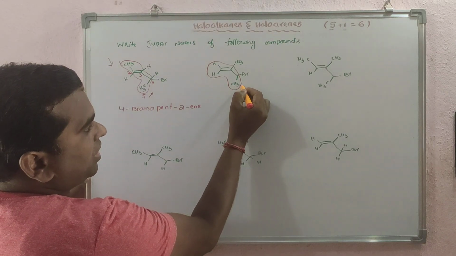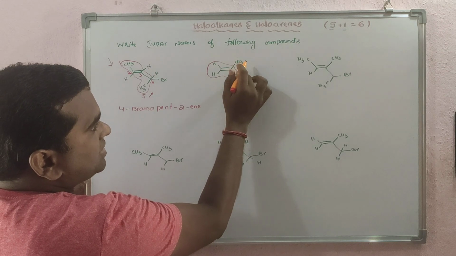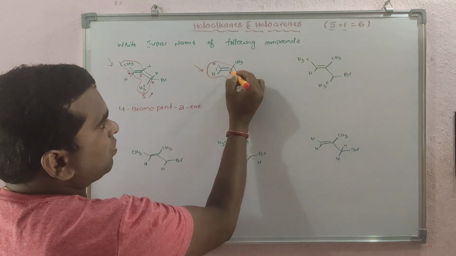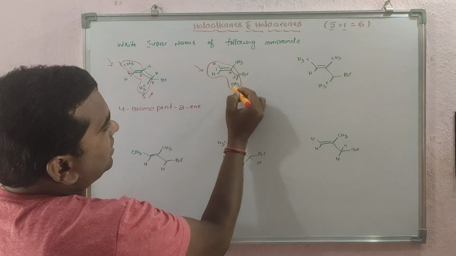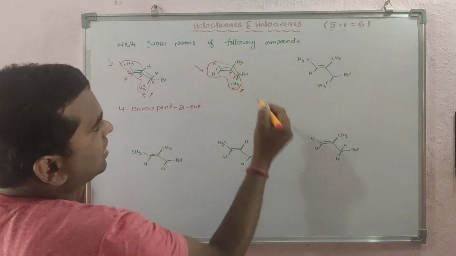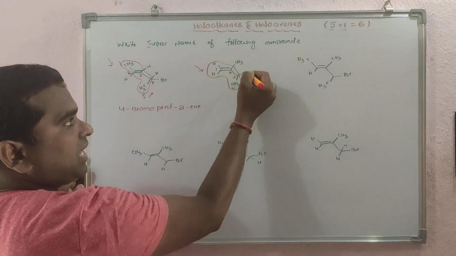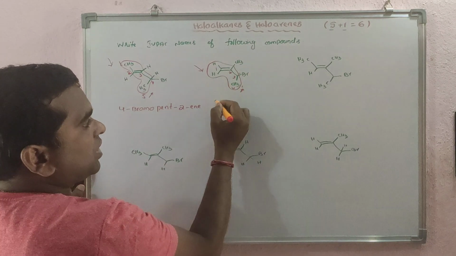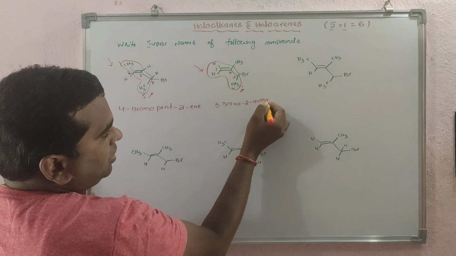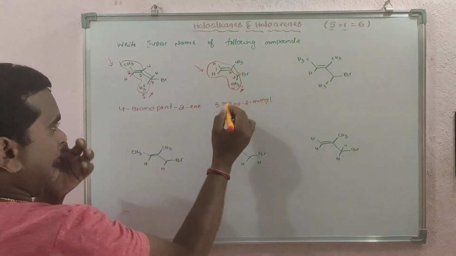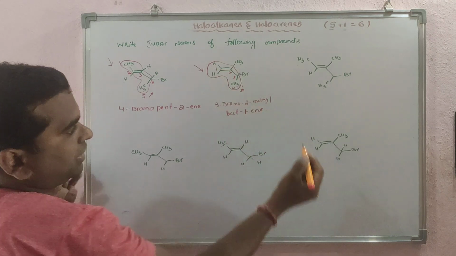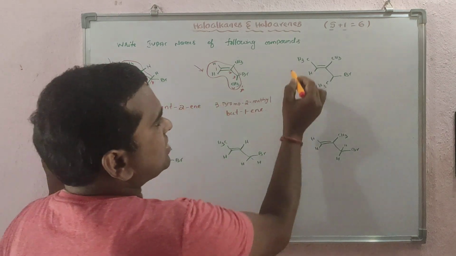If I start numbering from here, 1, 2, 3, the double bond is getting 3. But if I start numbering from here, the double bond carbon is getting 1. So you have to number in this way: 1, 2, 3, and here 4. So what is the name here? On the third carbon and second carbon, substituents are there: bromo and methyl, B and M. Which one comes first? B. So that's why 3-bromo, 2-methyl. And here, how many carbons? 4, so but-1-ene. This is the name.